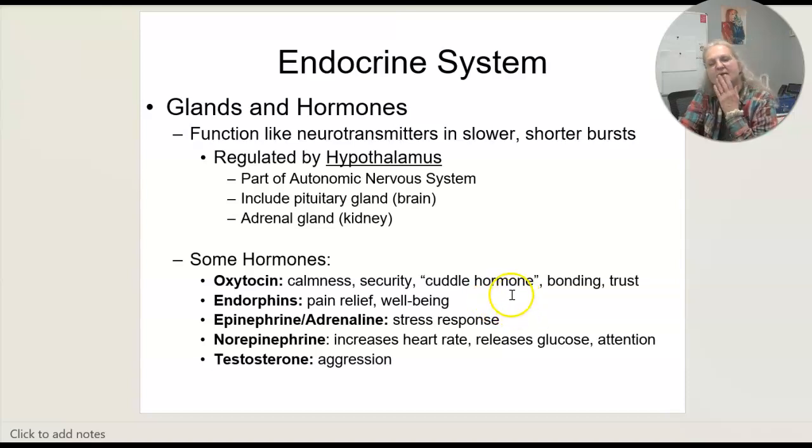Endorphins, we've talked about that one already. Epinephrine and adrenaline, these are excitatory. These are part of the stress response. Norepinephrine is also part of the stress response. And then testosterone, which interestingly men have more of. Women have testosterone too. Men have oxytocin and estrogen too, but testosterone is implicated in aggression.